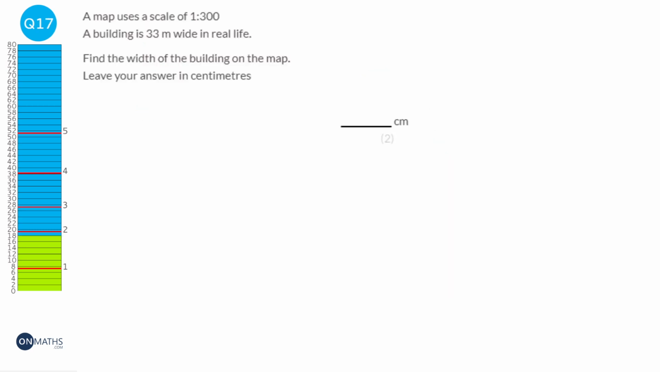I'm going to start by working out what the width of the building is in centimetres. So it says 33 metres, and I'm going to convert that into centimetres by timesing by 100.